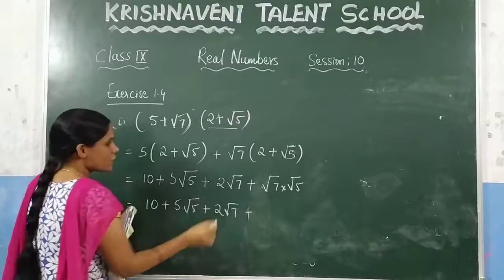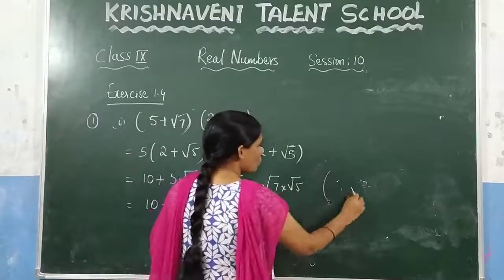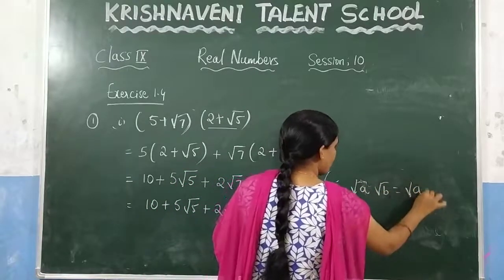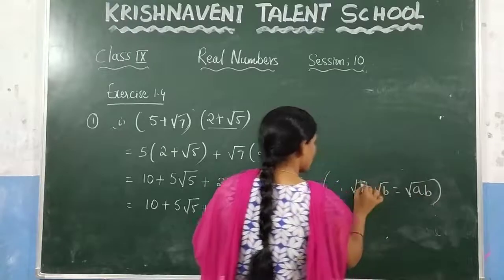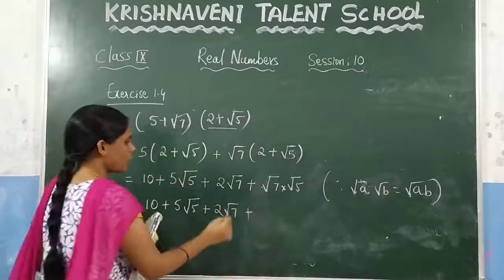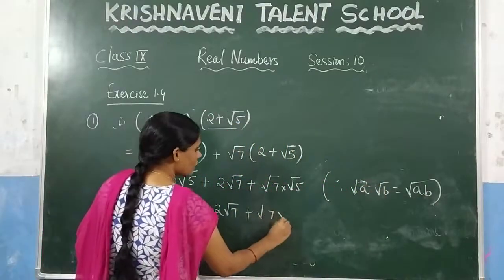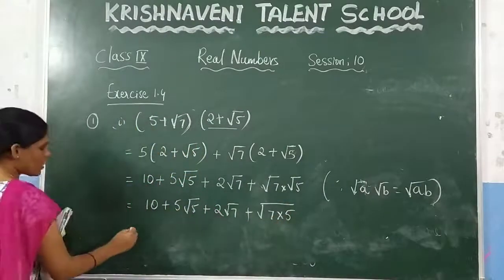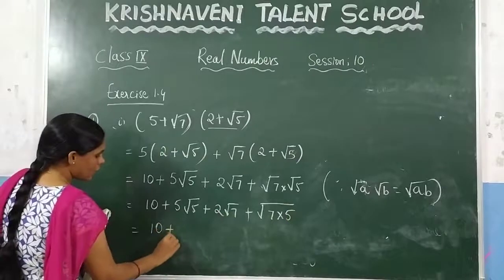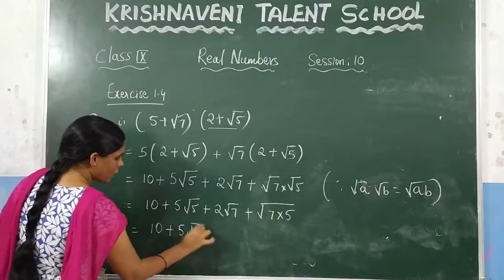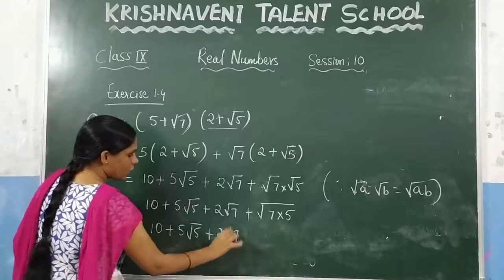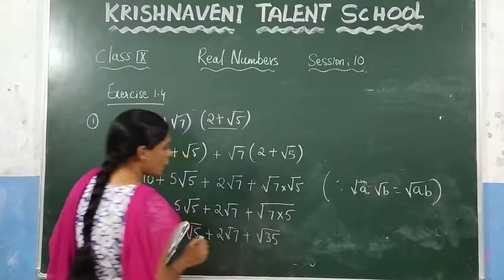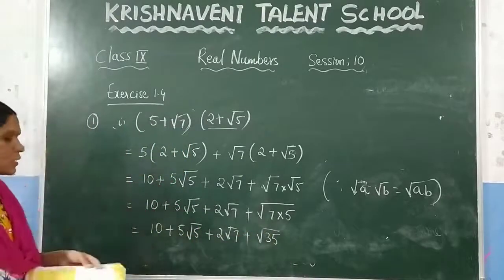Here what is the formula for root a into root b, which is nothing but root of a into b. This root is applicable to both these numbers. So you can do it here, root of 7 into 5. What is the value of 7 into 5? 35. So we will get here 10 plus 5 root 5 plus 2 root 7 plus root 35. Like this we need to solve.